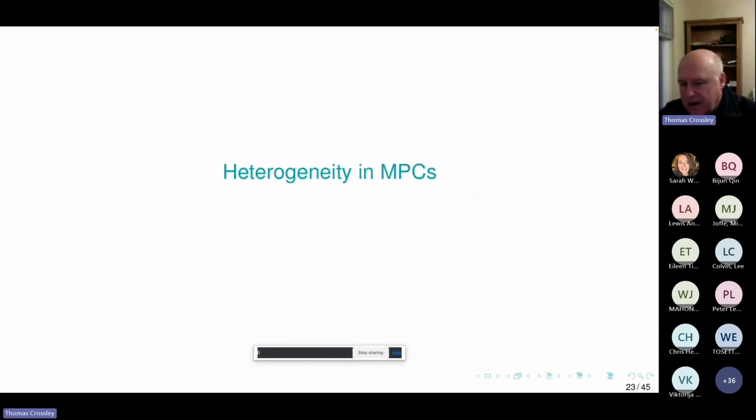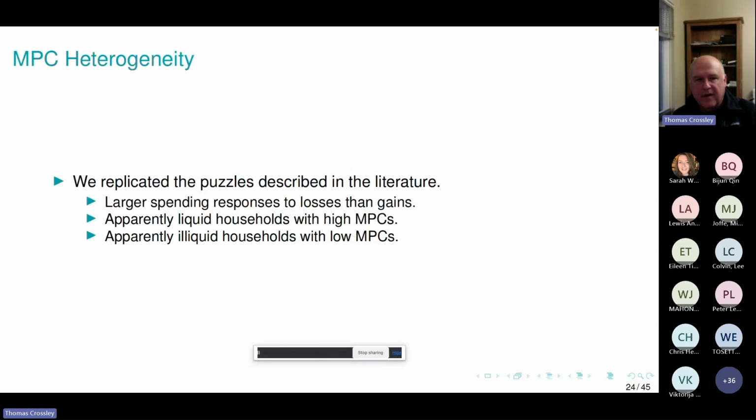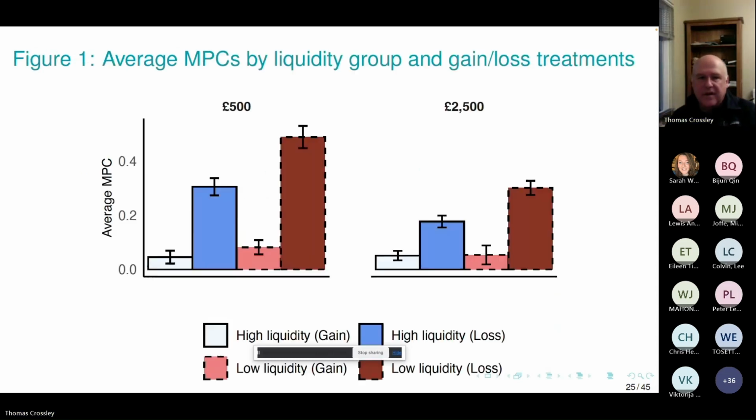Okay, so the next thing I want to do is just to show you that our survey replicates the puzzles in the literature that I referred to earlier, these patterns of heterogeneity in elicited MPCs that other people have found before. Larger responses to losses than gains, apparently liquid households with high MPCs and apparently illiquid households with low MPCs.